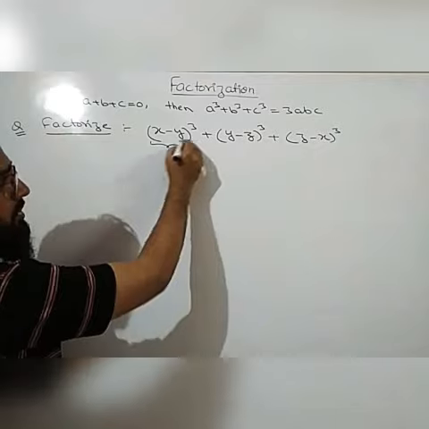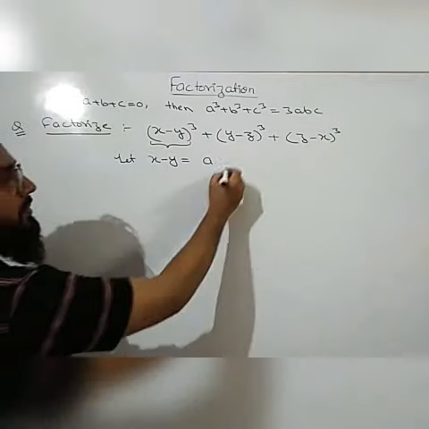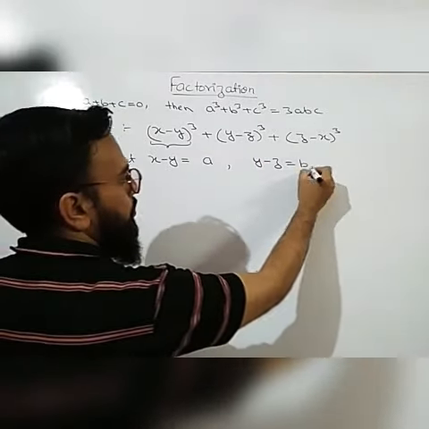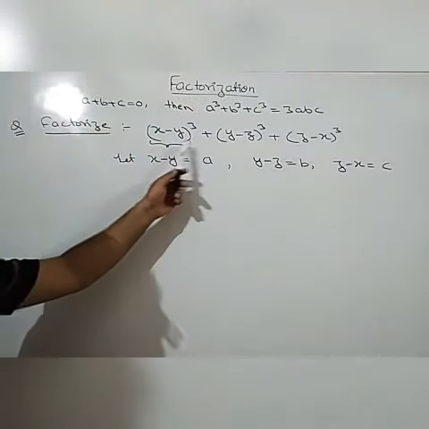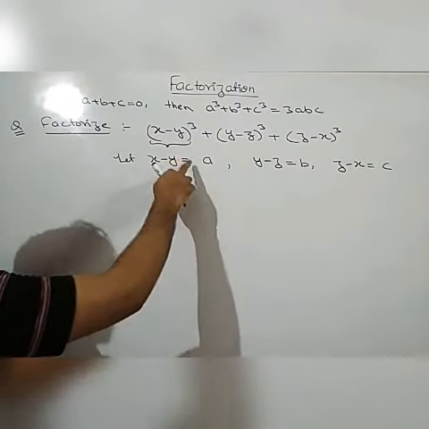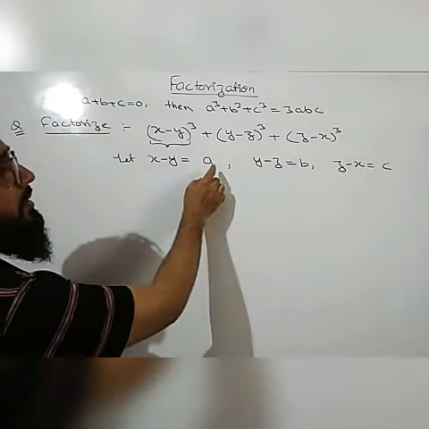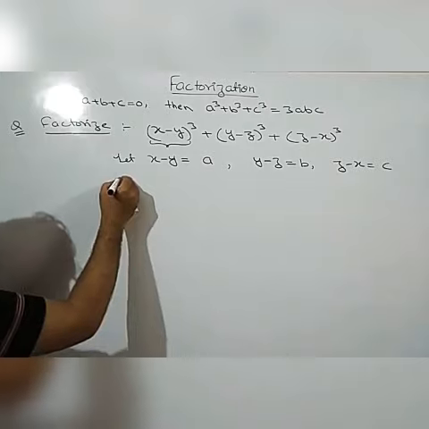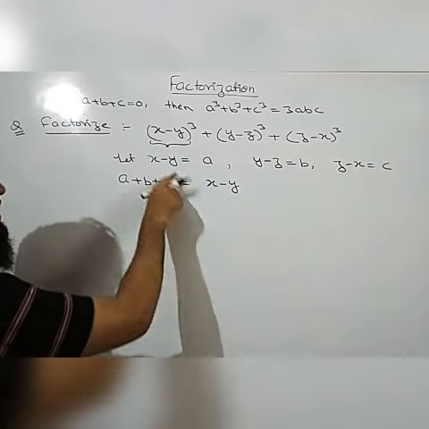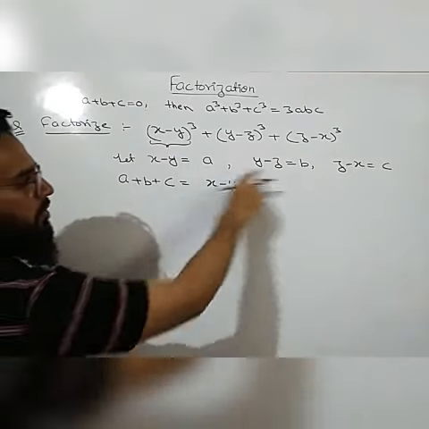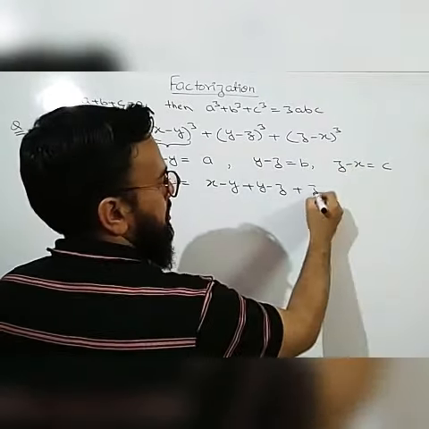If we consider this term, let x minus y be equal to a, y minus z is equal to b, and z minus x is equal to c. If we consider these terms as a, b and c, then what is written here? It is a cube plus b cube plus c cube. Now first let us check the sum of a plus b plus c. We are going to find a plus b plus c, which will be equal to x minus y, the value of a, plus the value of b, which is y minus z, plus c, and the value of c is z minus x.